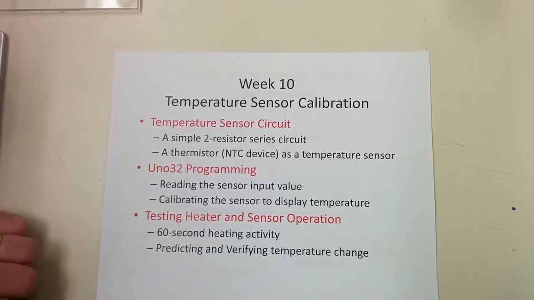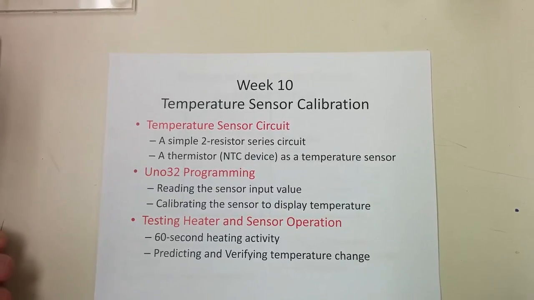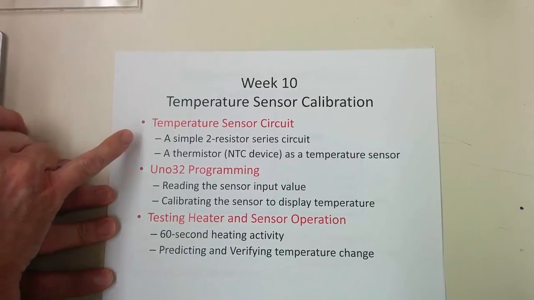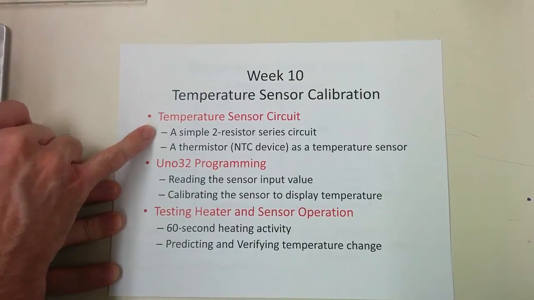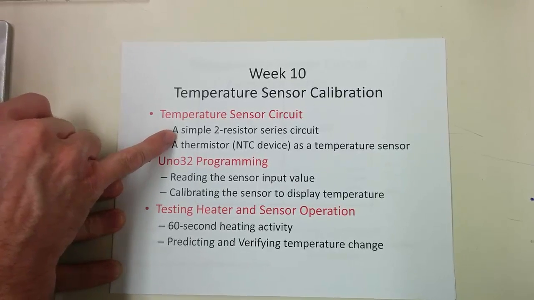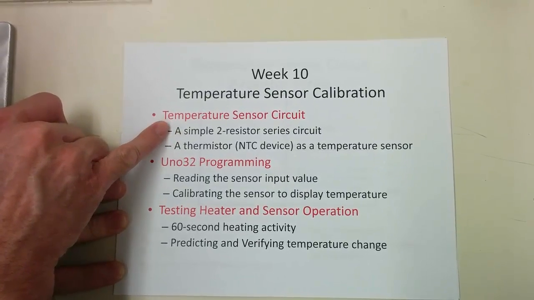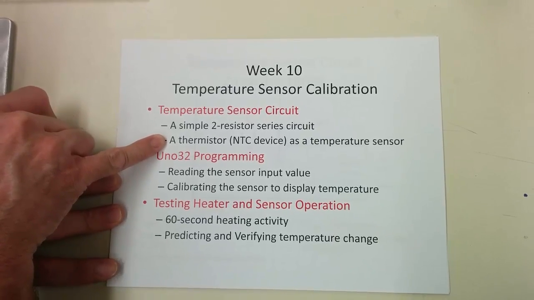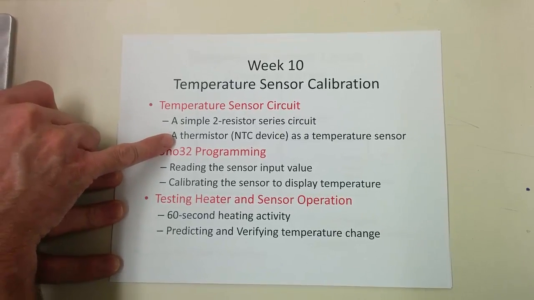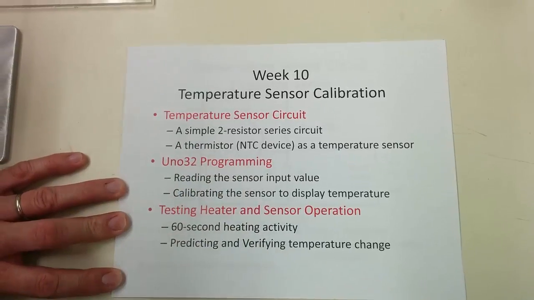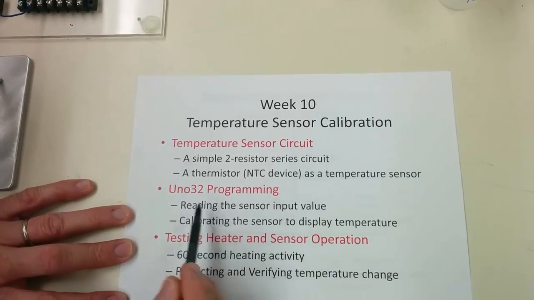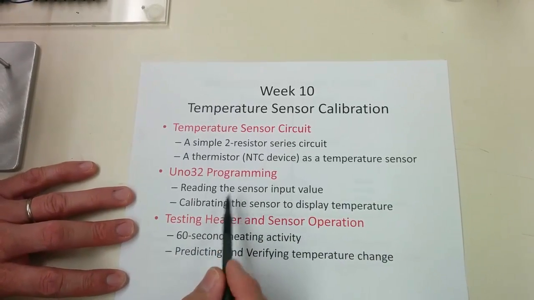Alright, let's get started with week 10, our temperature sensor calibration. We're going to cover three primary things that are the activities this week. Our temperature sensor circuit is just a review of another simple 2-resistor series circuit, only this time it's being used to help provide input to our microcontroller. It's using a thermistor, a negative temperature characteristic device, as a temperature sensor, and so we'll review that in a second. We're also going to cover the programming.